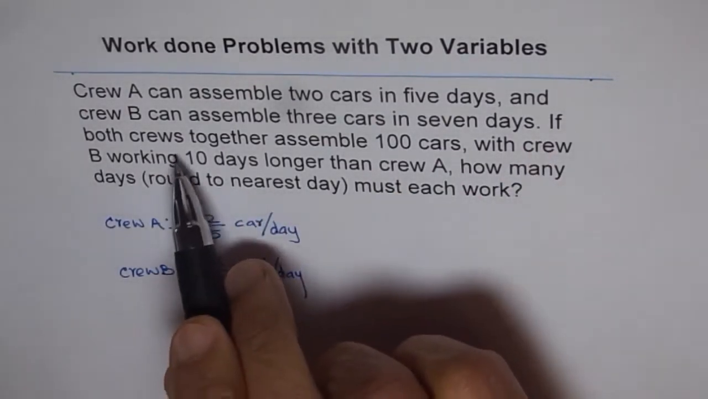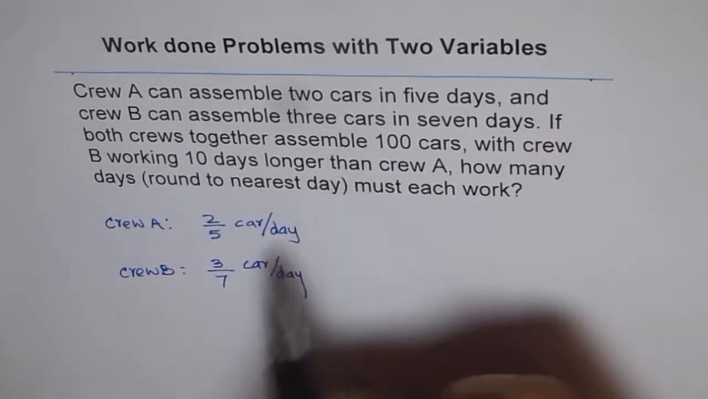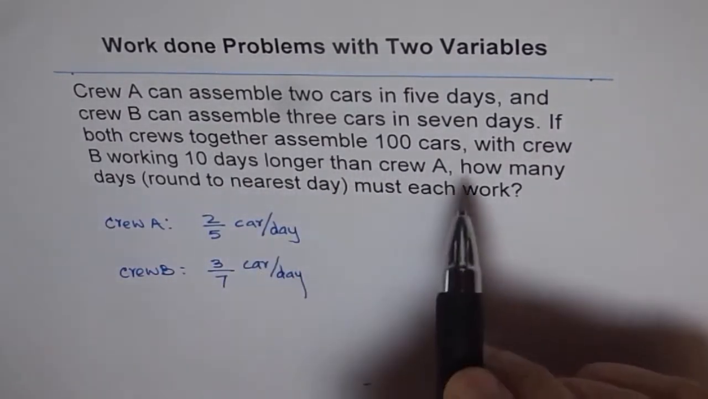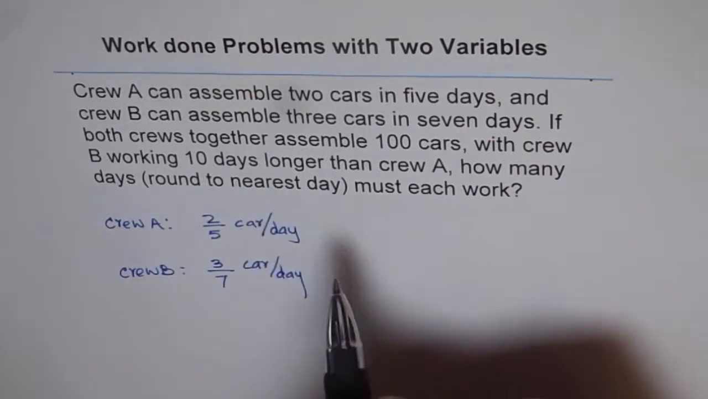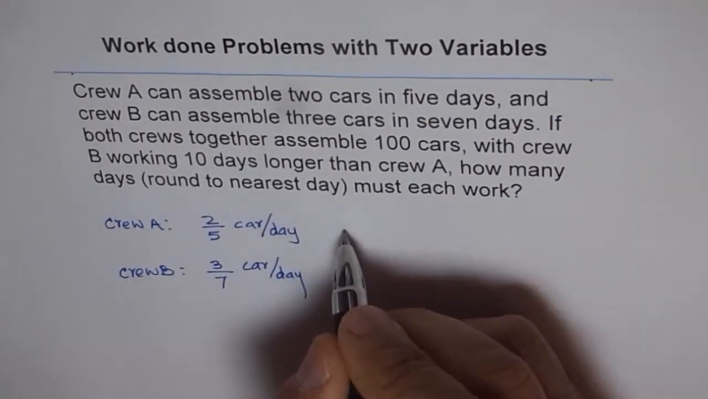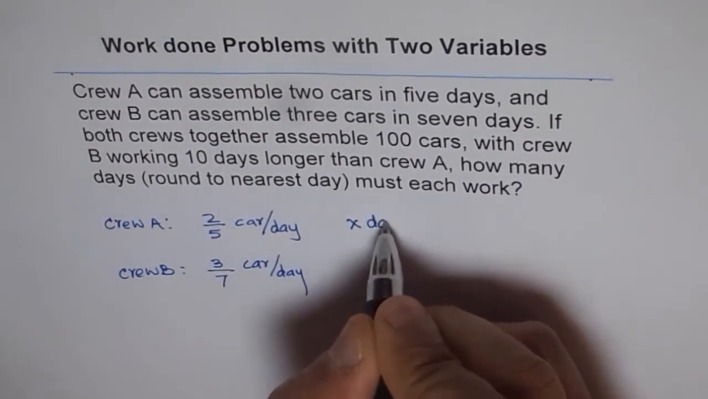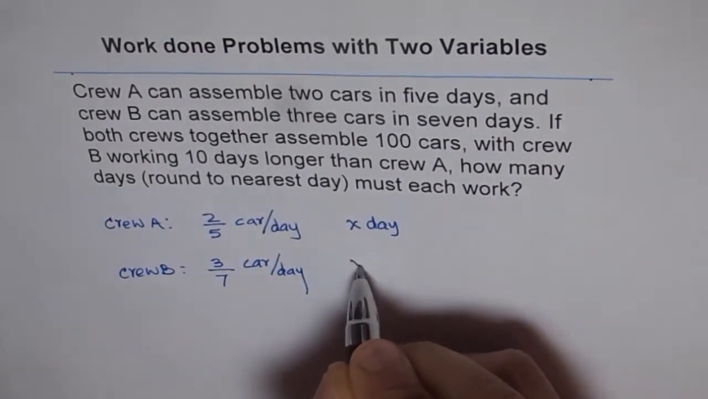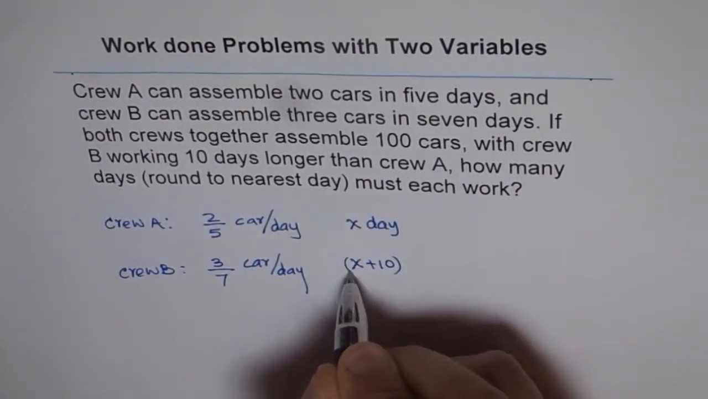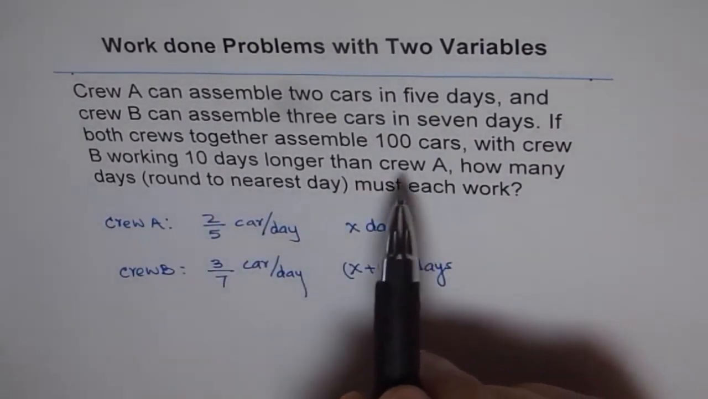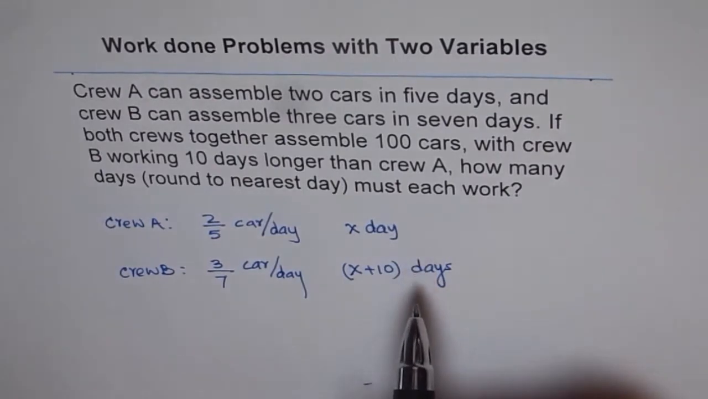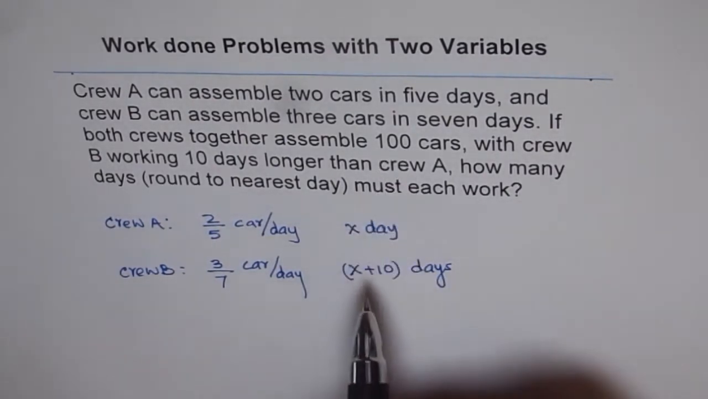If both crews together assemble 100, that means together they do 100 cars, with crew B working 10 days longer. Let us say A has worked for X days and B is working for X plus 10 days, 10 days longer, right? And what they do? They assemble 100 cars. So total job done is 100 cars, right?